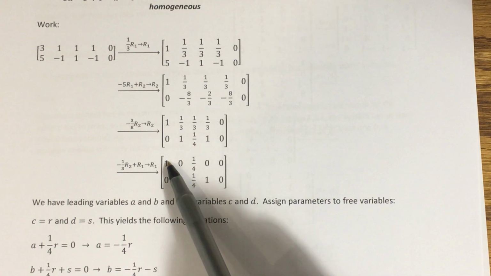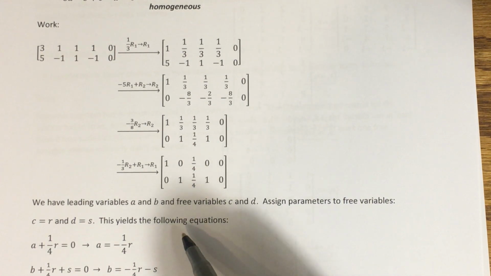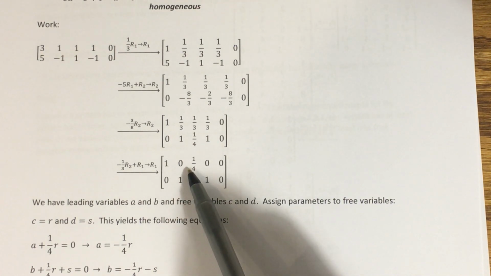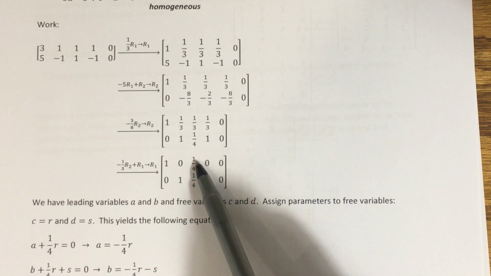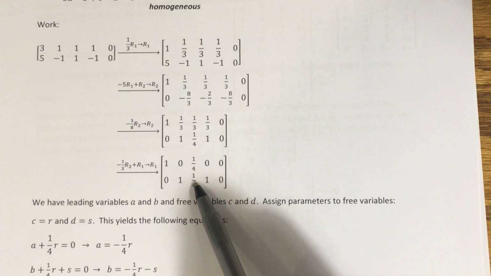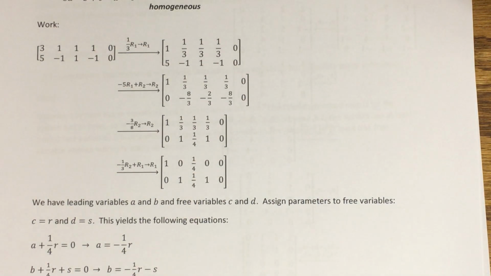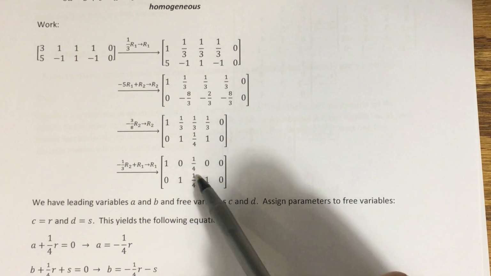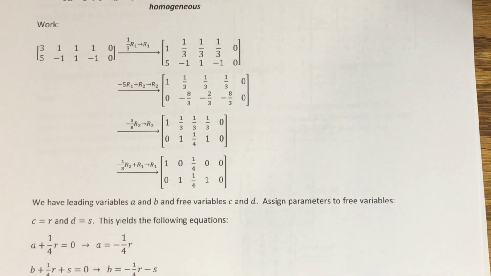If I only have 2 rows, that means I can have at most 2 leading 1s. But that means there's other columns representing other unknowns in this system that are going to have something other than leading 1s. So there has to be free variables in this case. The fact that there's free variables means that I'm going to have infinitely many solutions. I'm going to have an infinite solution set because we assign parameters to these which can take on any real number value. So let's watch that happen now.